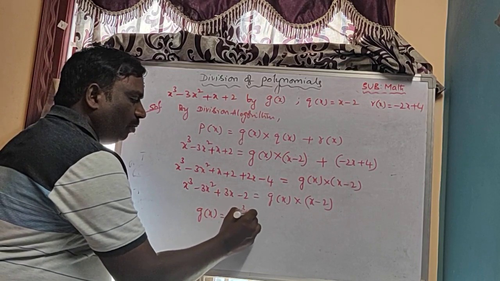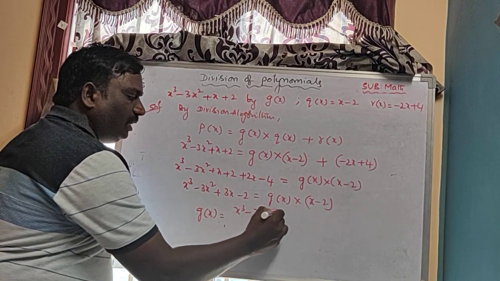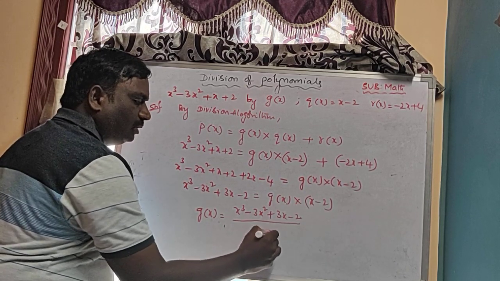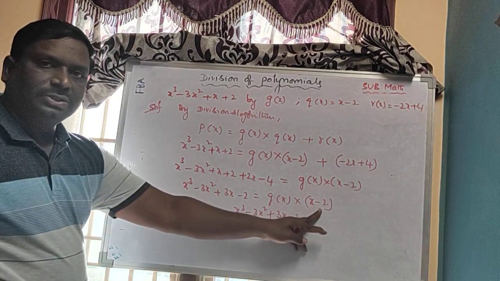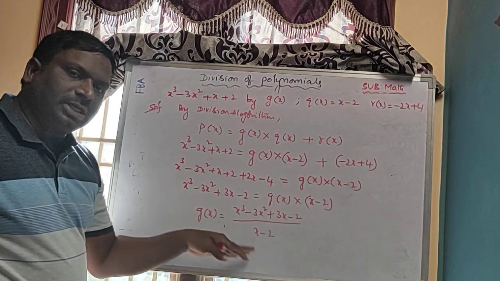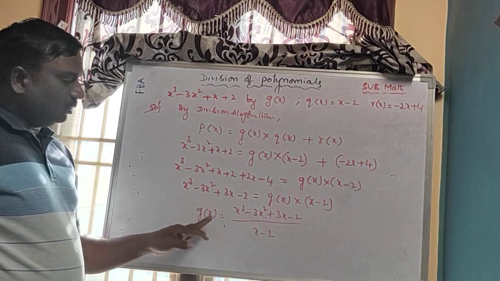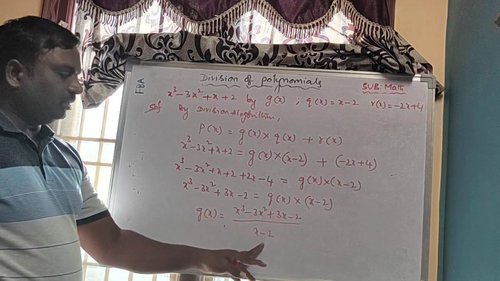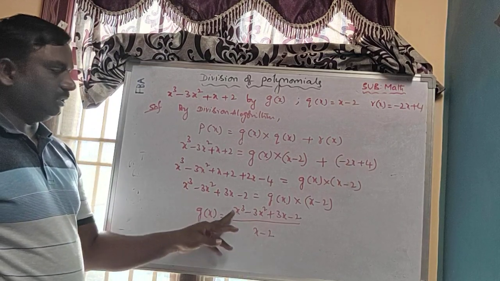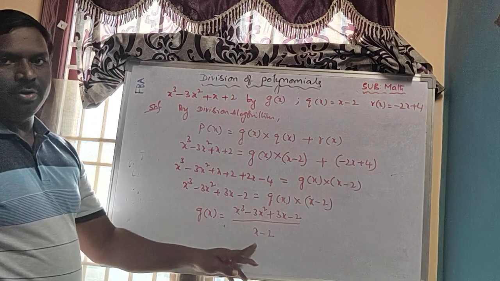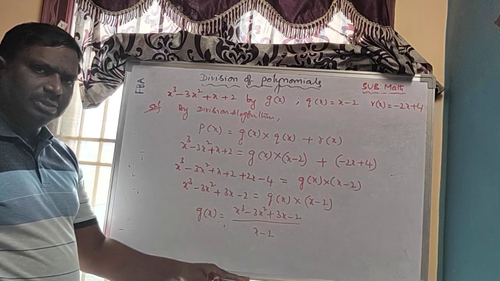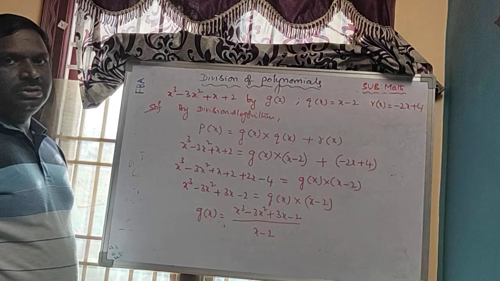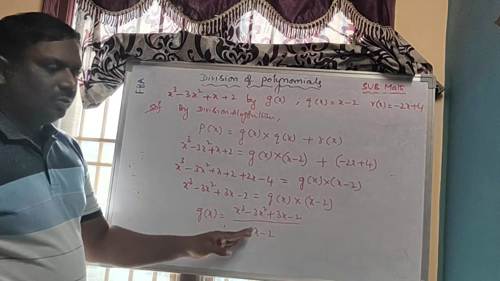Then g of x equals x cube minus 3x square plus 3x minus 2 by x minus 2. Here x minus 2 is multiplying with g of x, so when it comes to this side, it will become divide. So to find g of x, we need to divide this cubic polynomial with the linear polynomial x minus 2. Now do the division, same procedure. Then you will get the quotient. Whatever the quotient is, that is the g of x. We'll do the division here.